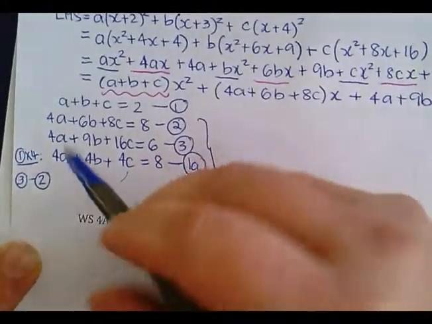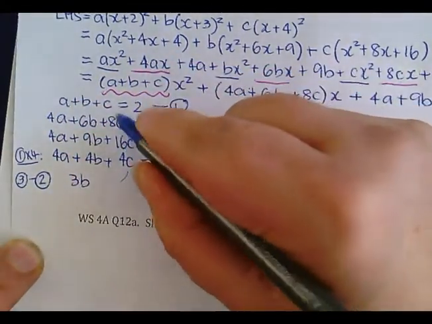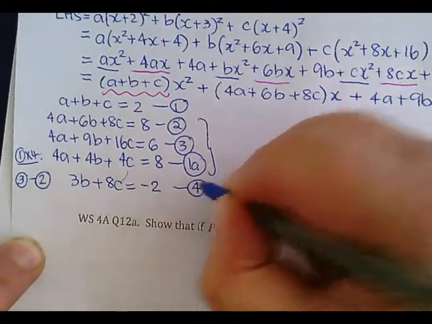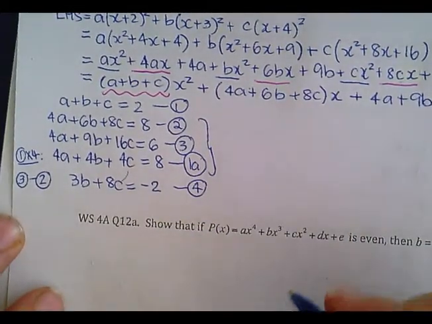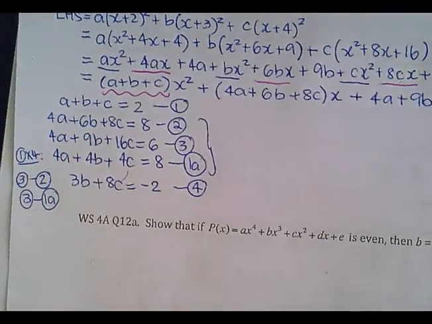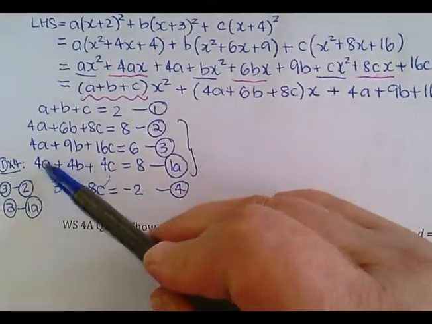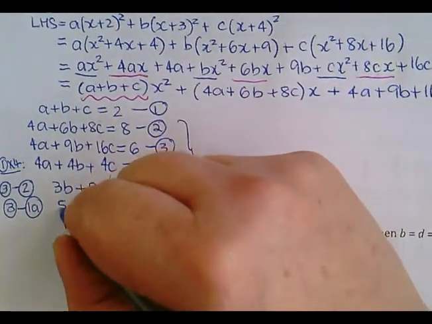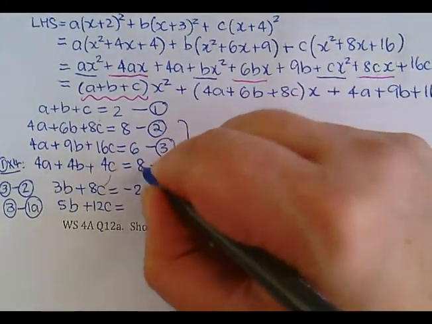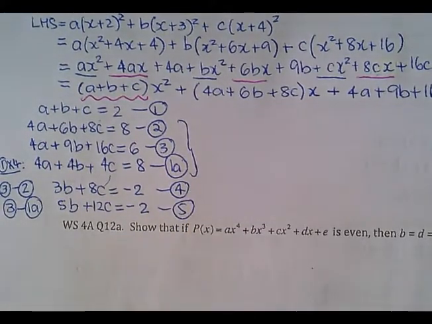And what do we got? 3 minus 2: 4a minus 4a, 9b minus 6b is 3b, 16c minus 8c is 8c, and 6 minus 8 is negative 2. We'll call that equation 4. And then I want to do equation 3 take away equation 1a so I don't get negatives. 4a minus 4a, 9b minus 4b is 5b, 16c minus 4c is 12c, 6 take away 8 is negative 2. That's equation 5.